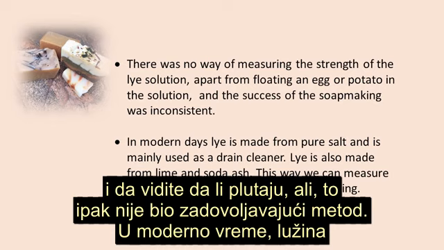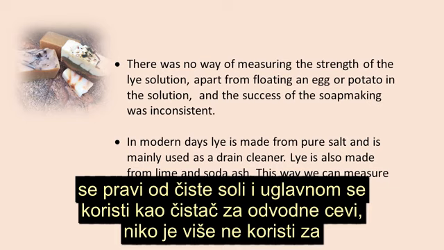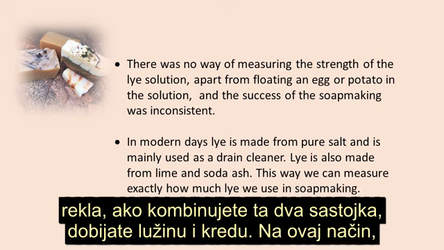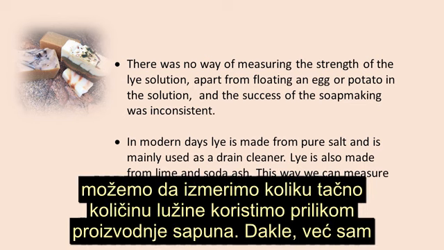In modern days, lye is made from pure salt and mainly used as a drain cleaner. Nobody uses it anymore for soap making in the factories. Lye is also made from lime and soda ash, as I said before. If you combine the two, you get lye and you get chalk. This way we can measure exactly how much lye we use in soap making.